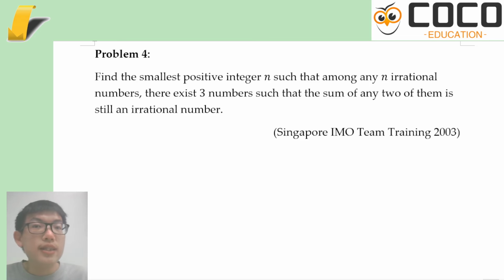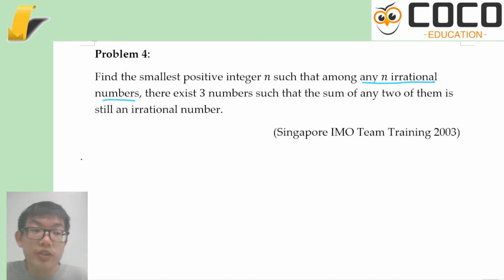Now this says any n irrational numbers, there must exist 3 of them such that the sum of any 2 of them is still an irrational number. So from an experimentation perspective, I would try to make a lot of pairs of them that are not irrational numbers in order to so-called rule out values of n.